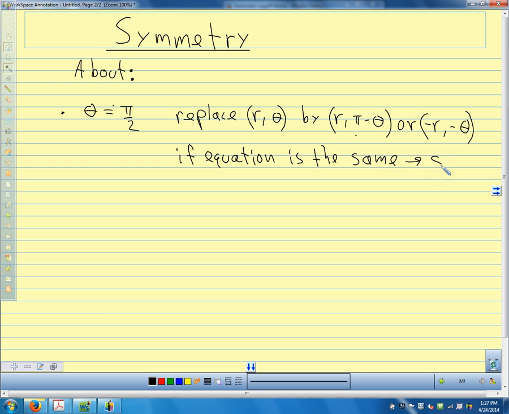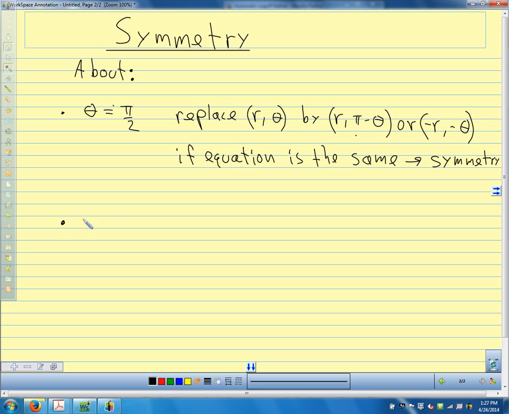So that tells us we have symmetry. This is exactly like we did with rectangular coordinates, where we replaced x by negative x, we replaced y by negative y, and simplified. Same kind of idea. We replace our theta by pi minus theta, or minus r, minus theta. After we simplify, if our equation is the same, that tells us we have symmetry about that particular axis, this is our theta equals pi over 2 axis.